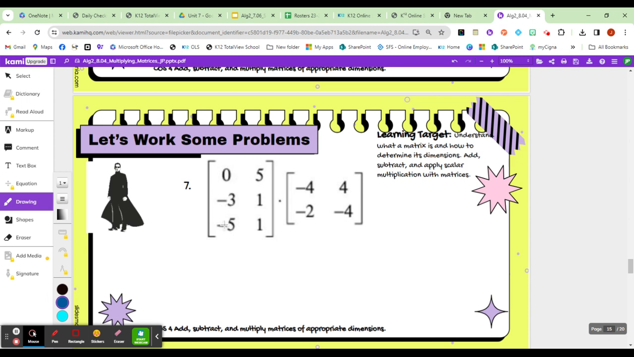All right, let's take a look at this one. This one is 3 rows, 2 columns. And this one's 2 rows, 2 columns. So I should be able to multiply these because the 2 inside dimensions are the same. Okay.